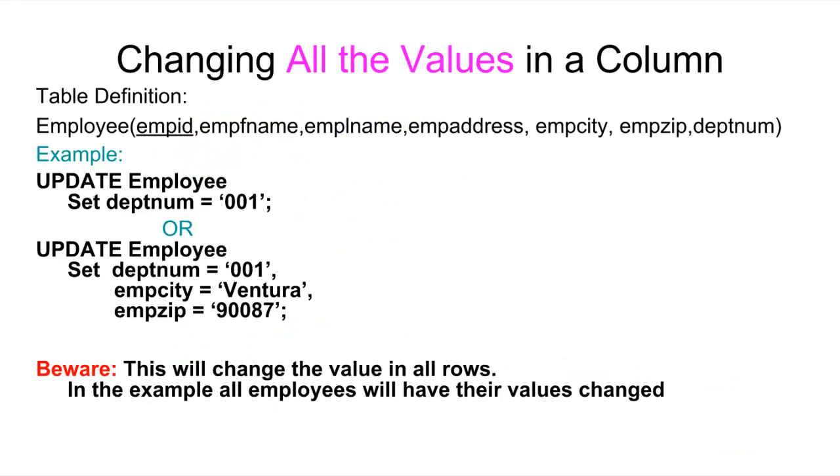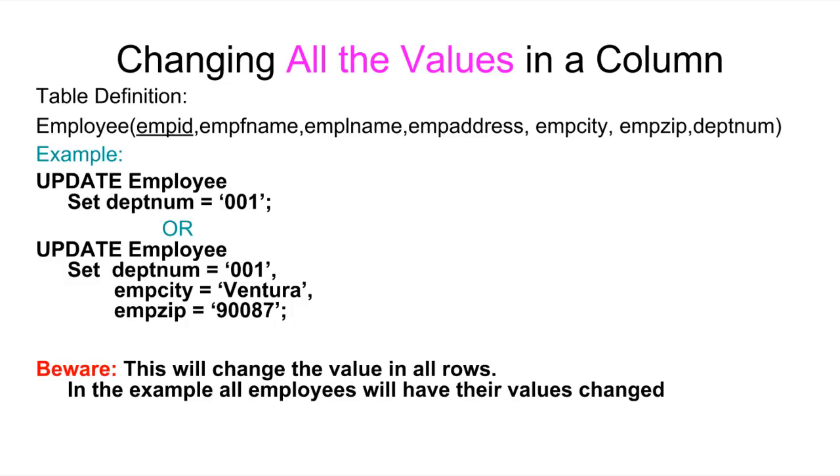So let's take a look at changing all the values in a column. In this case, the first example is updating employee number. We're just going to set the department number to 001. This would change all the employees so they have the same department. And down in here, we want to update the employee number. We're going to set the department number to one, the Emp City to Ventura and the Emp City zip code to 90087.